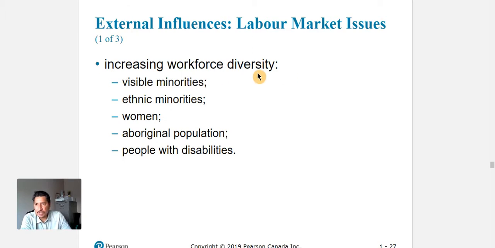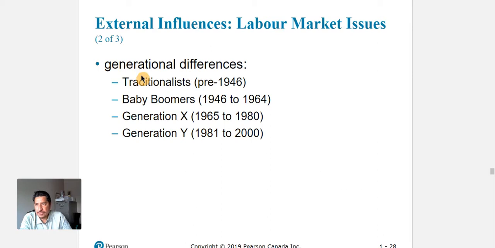Increasing workforce diversity: visible minorities, ethnic minorities, women, aboriginal population, people with disabilities. So it's one of the jobs of human resources to include a diversified workforce, including all of those diverse people inducted into the organization. Generational differences: traditionalists, baby boomers, Generation X, Generation Y. Right now, those born between 1981 and 2000 are Generation Y.